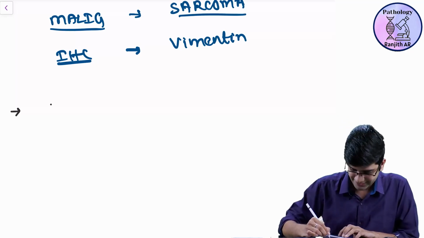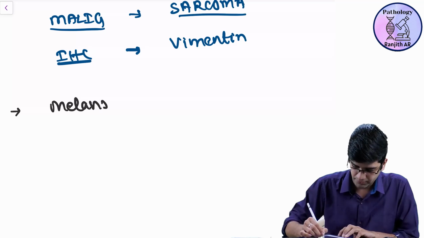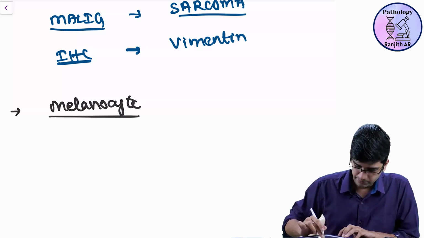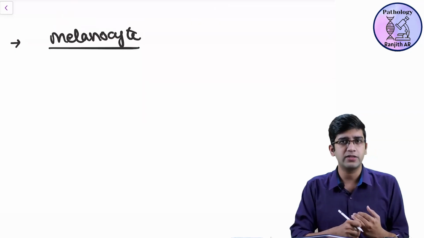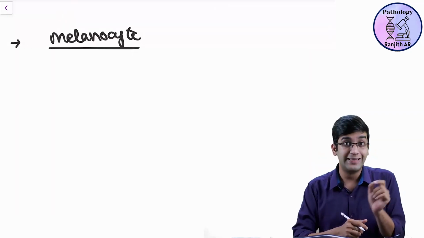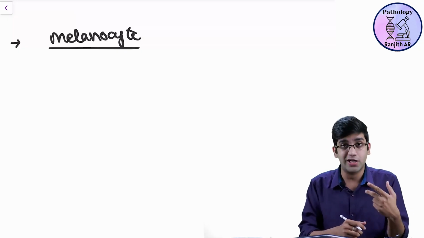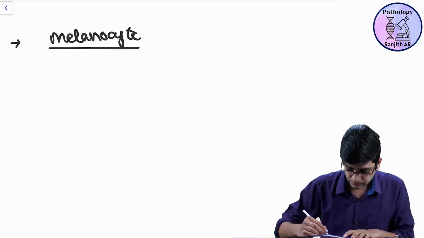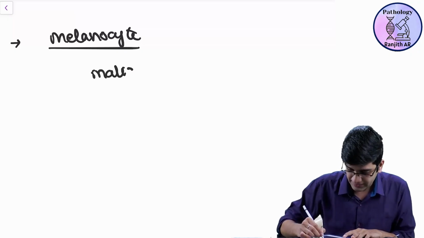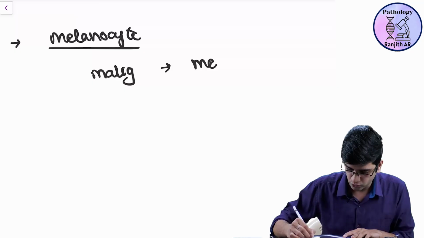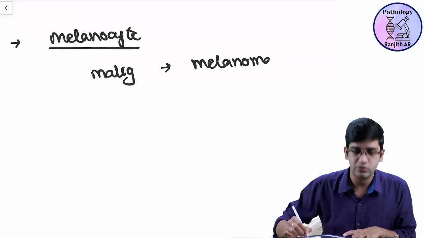Let's take a melanocyte. What is the malignancy of a melanocyte? Melanoma. I'm calling it melanoma. I don't have melanocarcinoma or melanosarcoma, just melanoma. So for melanocyte, the malignant counterpart is just melanoma. I don't use the word melanocarcinoma or sarcoma.